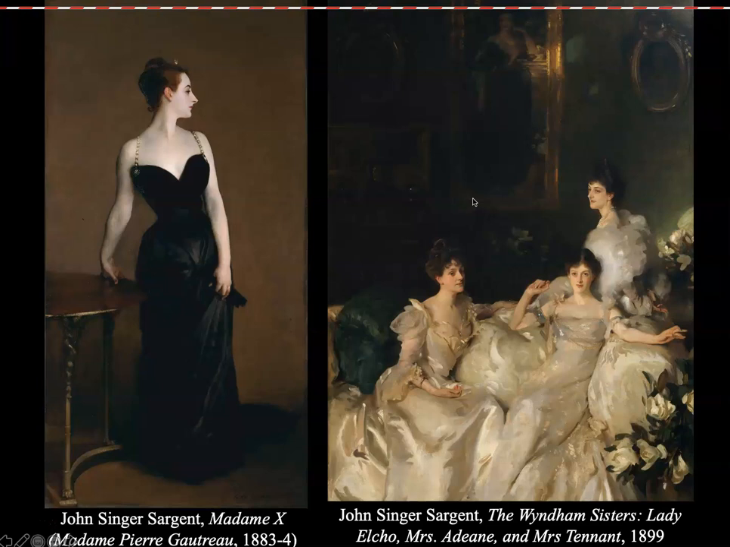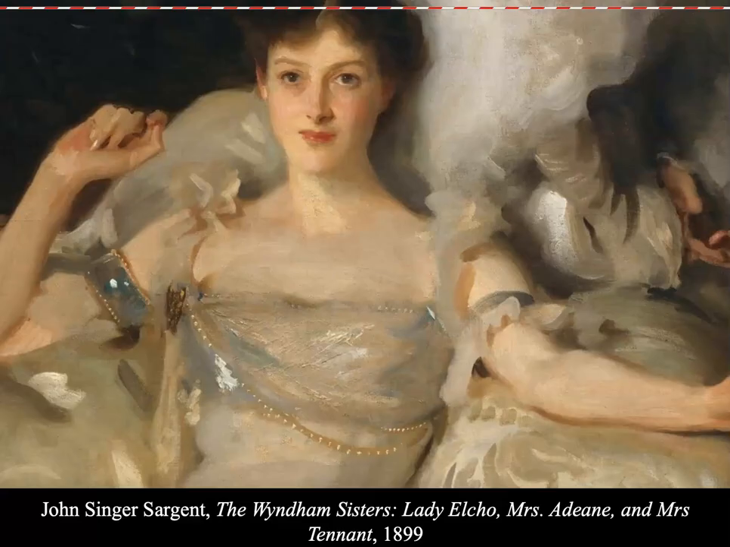And John Singer Sargent was able to capture the emotional intensity of the sitters in the use of his brush strokes and his movement, right? I mean, it's just intensely gorgeous the way that he's able to paint these things, very much like Kehinde Wiley says, with such effortlessness.